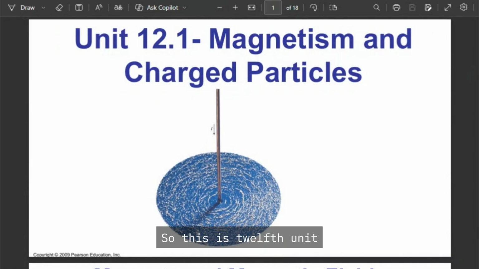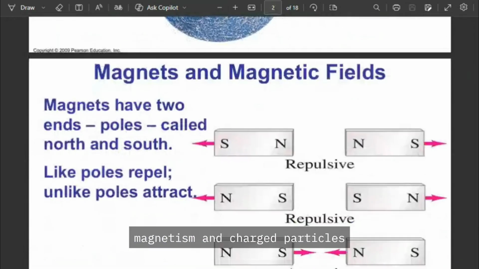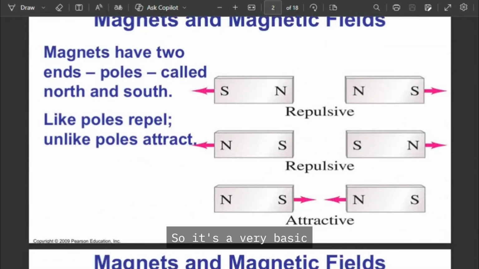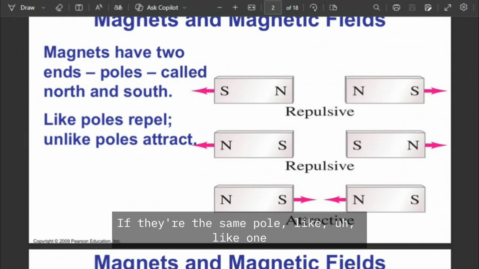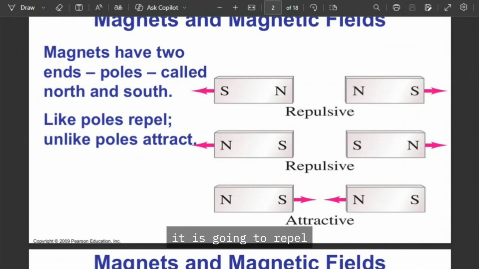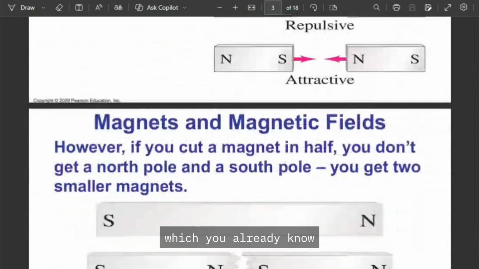So this is the 12th unit, magnetism and charged particles. It's a very basic and fundamental thing. When we talk about magnets, the end poles are called south and north. If there is the same pole, it is going to repel. If it is an opposite one, it is going to attract. So this is something which you already know.